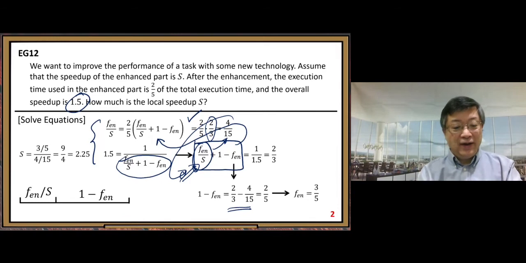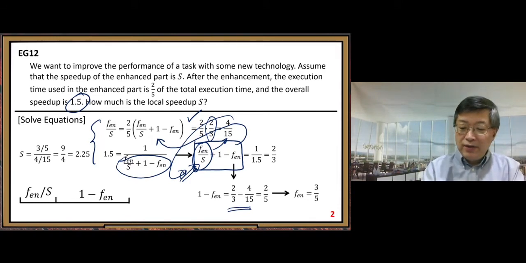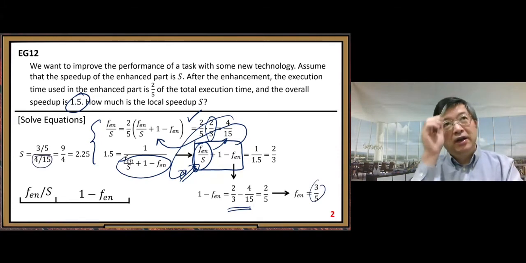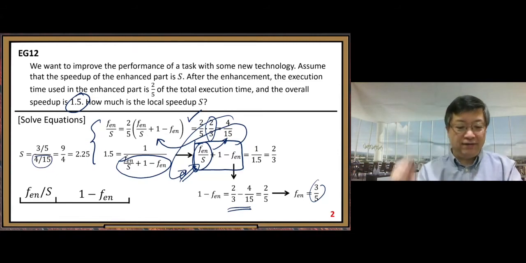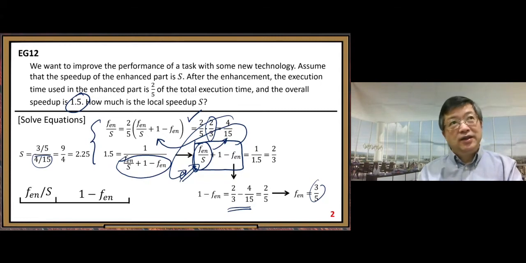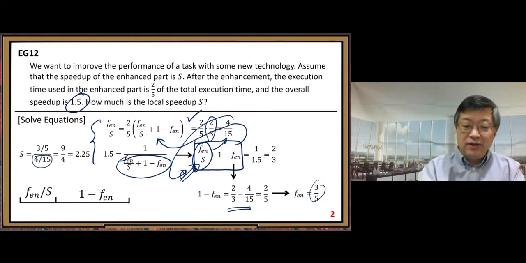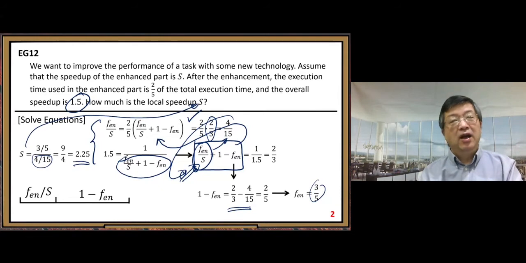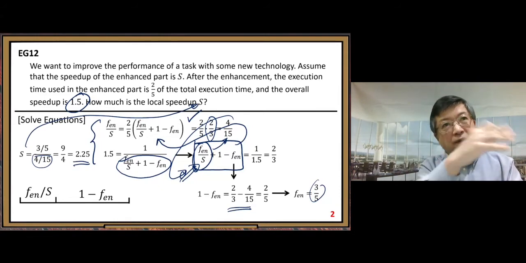Then find S. S equals 3/5 over 4/15. You simplify it, 9/4, which is 2.25. All right, so that's the final answer, because we need to find the local speedup, S. So finally, we find this number. That is the final answer.